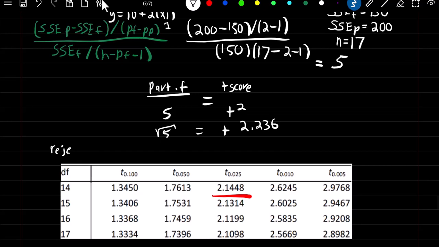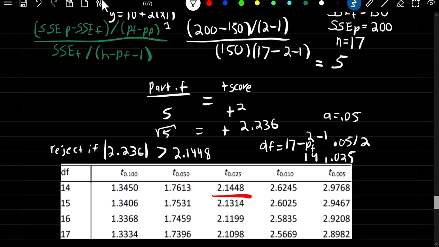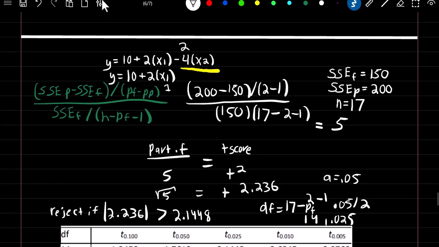So we're going to reject if 2.236, the absolute value, is greater than our critical value. So let's say we're using alpha is equal to 0.05. So it'll still be 0.05 over 2. And then for degrees of freedom, it's going to be n minus p. So it's going to use the predictors of our full model, which is 2, and then minus 1, which is going to be 14, and then 0.025, which will produce a value of 2.1448. So since it's greater, we can reject the null hypothesis and say that our predictor x2 is statistically significant.